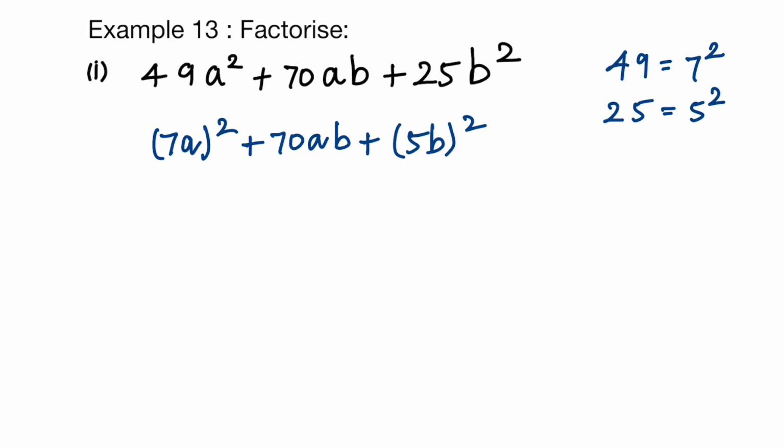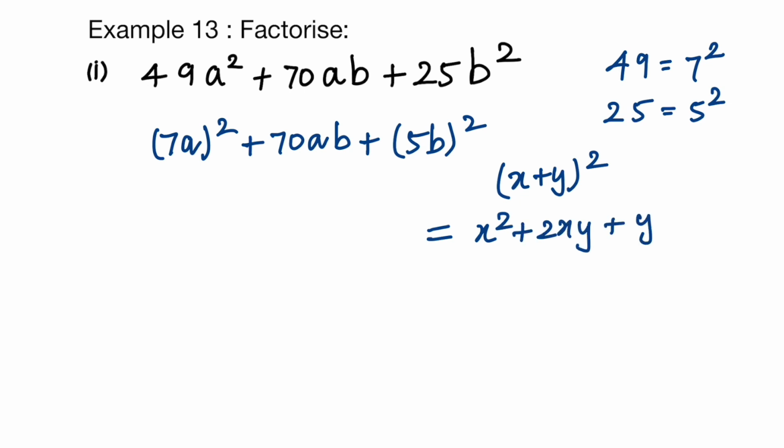Now we know there is an identity called x plus y the whole squared, and it is x squared plus 2xy plus y squared. So what you're going to do is check if the expression in this question can be expressed in this form of x plus y the whole square. In the place of x we have 7a, and in the place of y we have 5b.